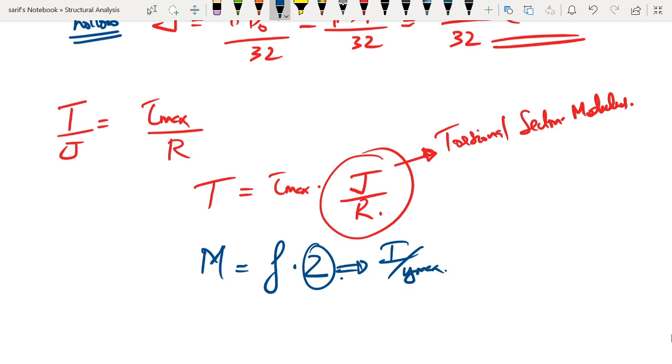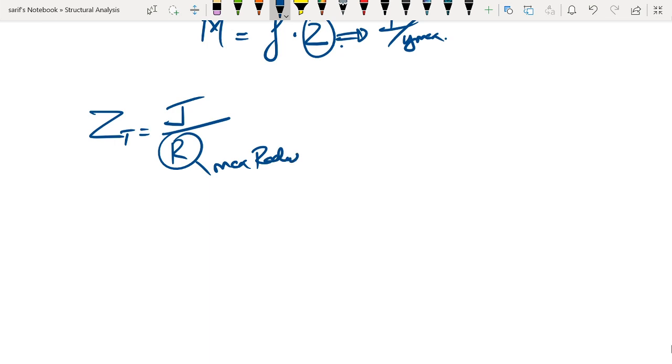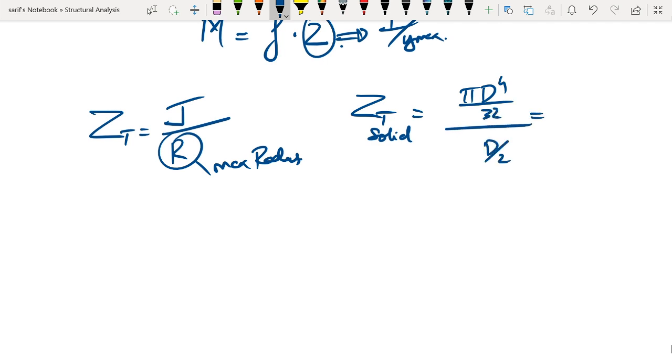The torsional section modulus is polar moment of inertia divided by maximum radius. Okay, torsional section modulus is equal to the polar moment of inertia divided by R, where this is the maximum radius. Okay, so if you do it for a solid circular shaft, J is pi d raised to 4 by 32 divided by the maximum radius, which is d by 2. We will get it as pi d cube divided by 16.